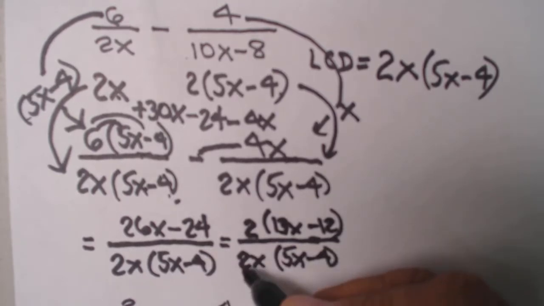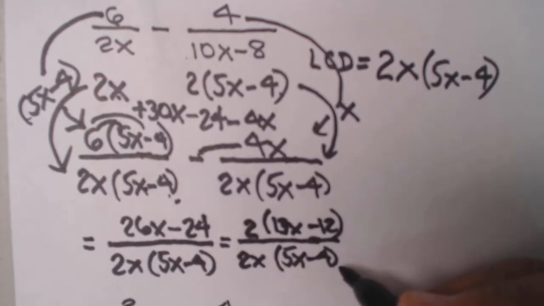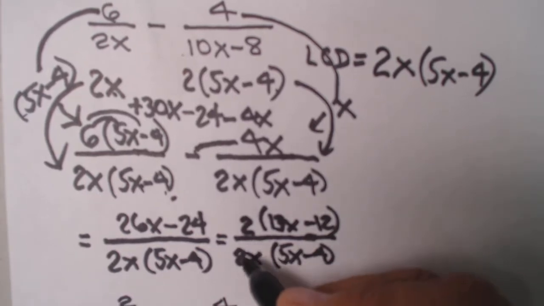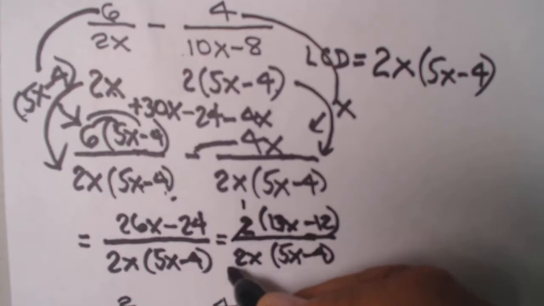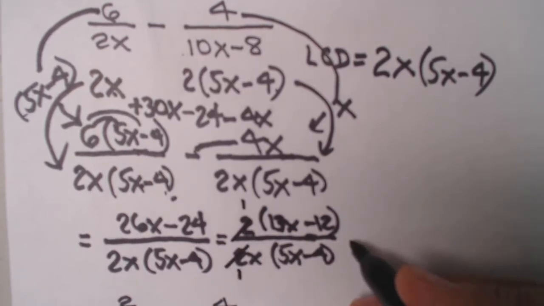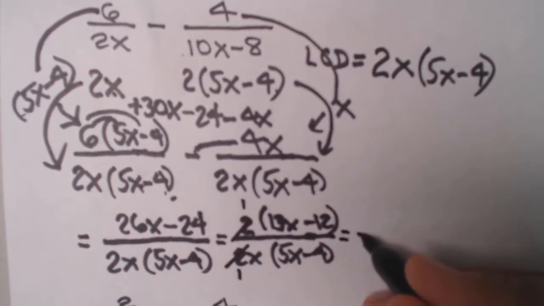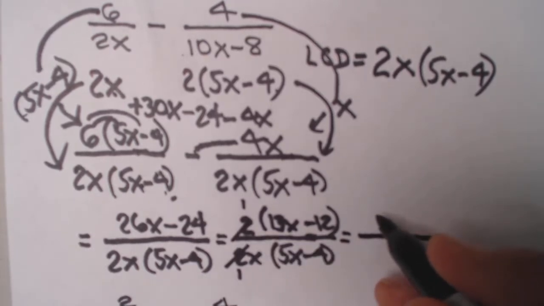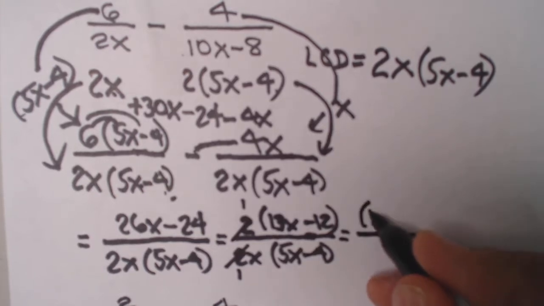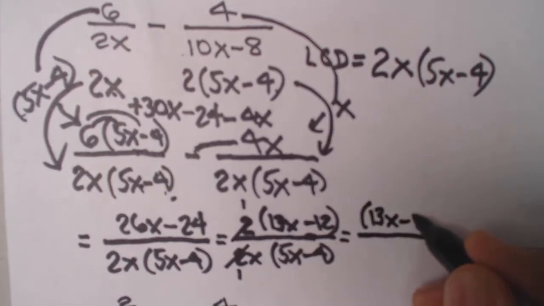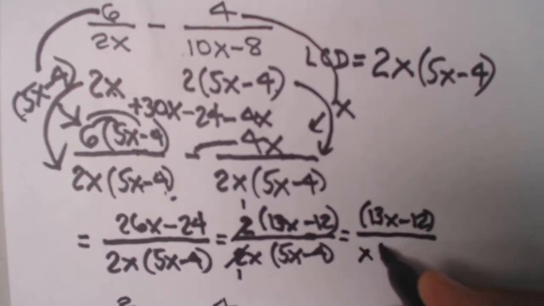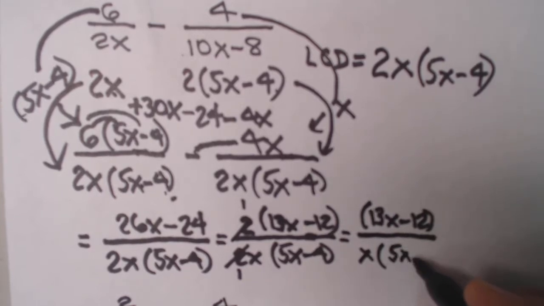Well, notice what happened here now. We got the top factored into a single term, the bottom factored into a single term. So I can go ahead and reduce here, and there is something that reduces. There's a common 2 that I can reduce from both top and bottom. So once I do that, what's left in the top here is just 1 times this guy in parens, or let's put the guy in parens down here, namely 13x minus 12. And downstairs I've got x times 5x minus 4.